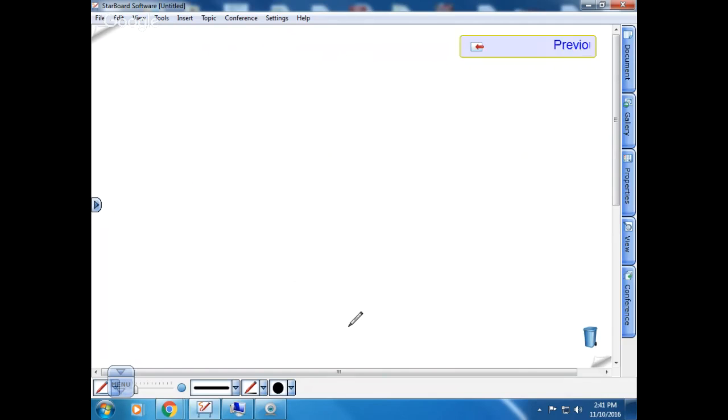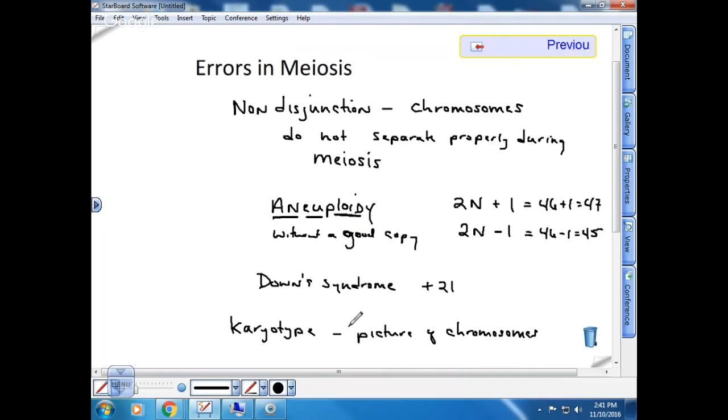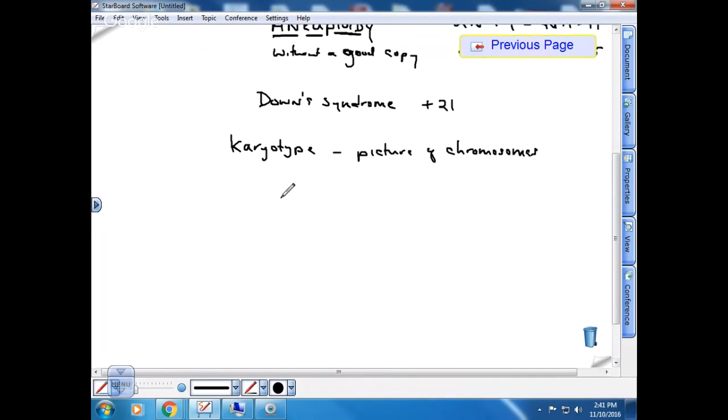Now, there is a special type of aneuploidy, which is called a sex aneuploidy. And sex aneuploidy means that it has to do with the sex chromosomes. So it's the X and the Y, right? So X or Y.